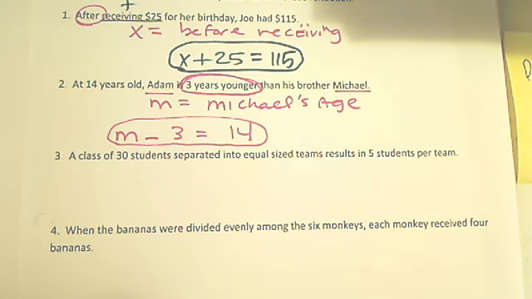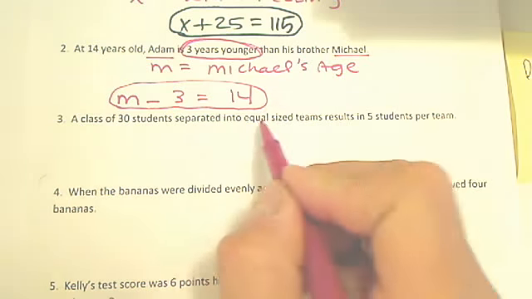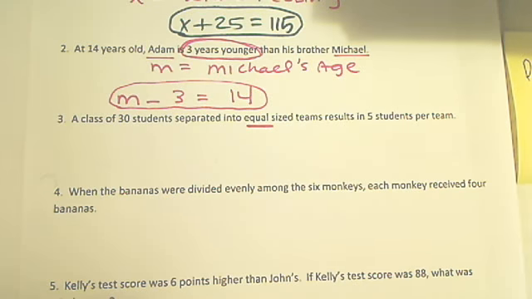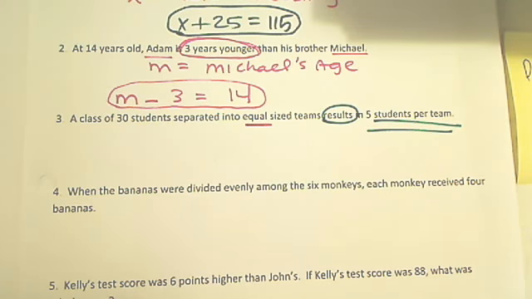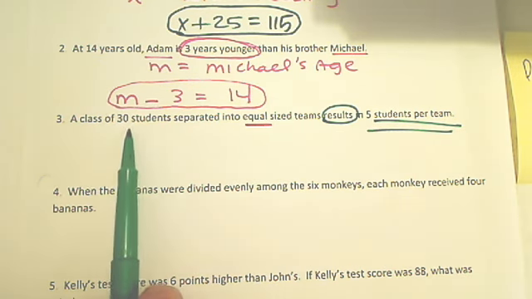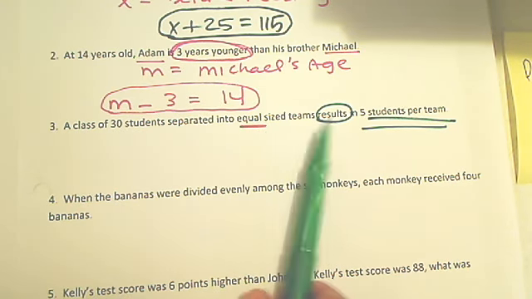Okay, here we go. Number 3. A class of 30 students separated into equal size teams results in 5 students per team. Each team had 5 students. What do we know about this class? The 30 kids in the class, and each team had how many people? 5. Separate it into equal teams.